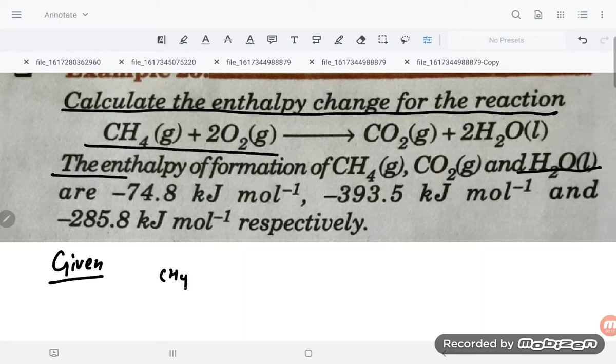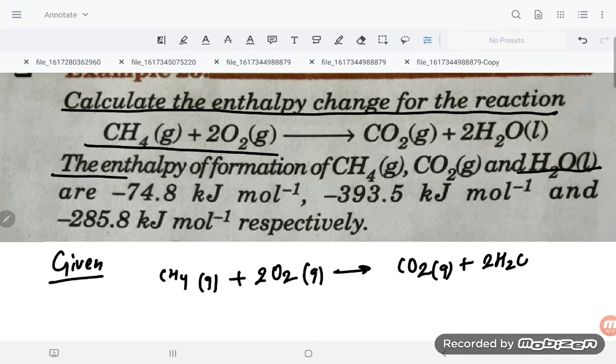Firstly the equation is given: CH4, this is gas, plus 2O2, this is again gas. It is giving carbon dioxide, that too gas, and 2 moles of water, that is liquid.